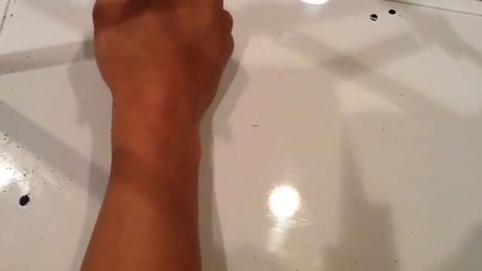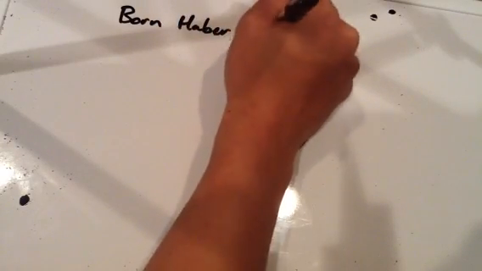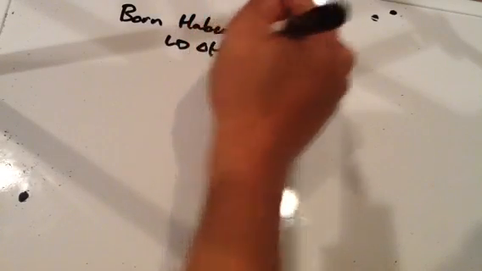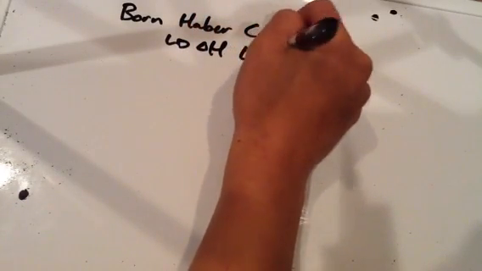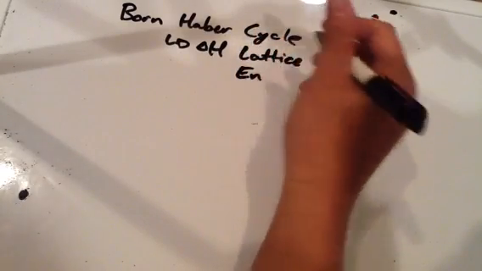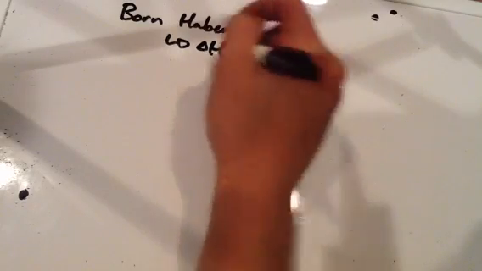Okay, so in our last video, we talked a little bit about the Born-Haber cycle and what we were doing with lattice energy. Just as a quick recap, we have the Born-Haber cycle, as we call it, and we're going to use this basically to find the total amount of energy required to break up an ionic compound into its constituent ions. So we're basically going to be finding the lattice energy.